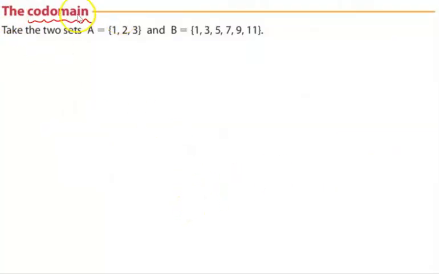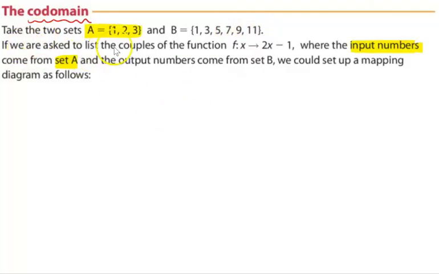The codomain. Take these two sets. A is equal to 1, 2, 3, and B is equal to 1, 3, 5, 7, 9, 11. If we are asked to list the couples of the function f of x maps to 2x minus 1, where the input numbers come from set A and the output numbers come from set B, we could set up a mapping diagram as follows. So I've highlighted in yellow my inputs and I've highlighted in blue my outputs.